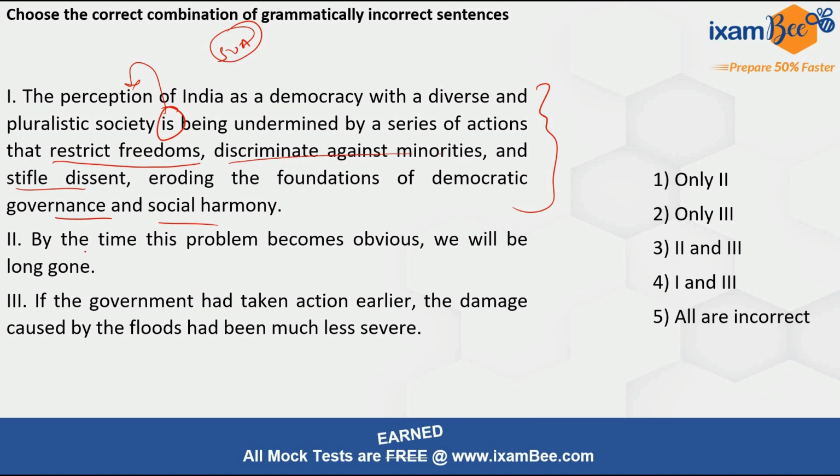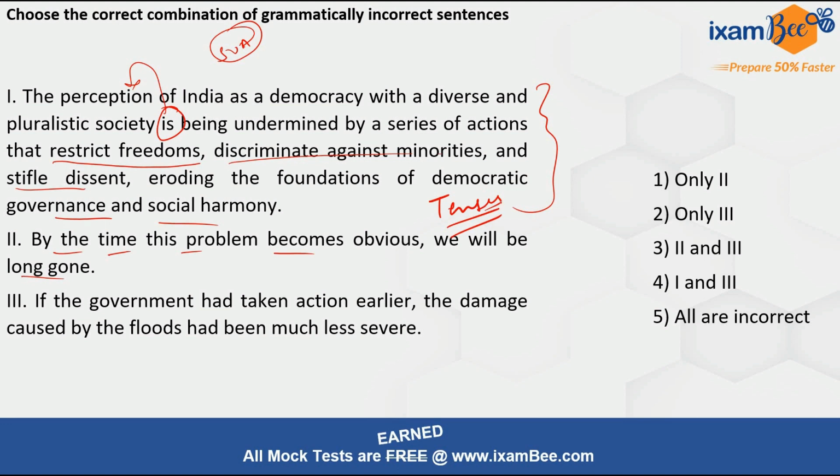So everything is right in this sentence, right? Moving on to the second one, this says, by the time this problem becomes obvious, we will be. Now if you are reading or constructing a sentence, and you have to show that two actions happened, both in the past or both in the future, but it is very much required to show that one action happened first and the second happened after that, the sequence is important. In that case, the rules of tenses become very, very important, right?